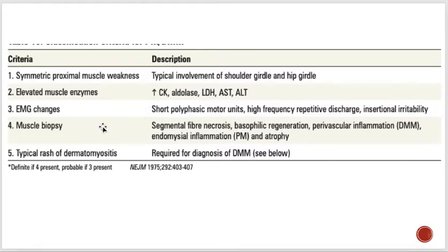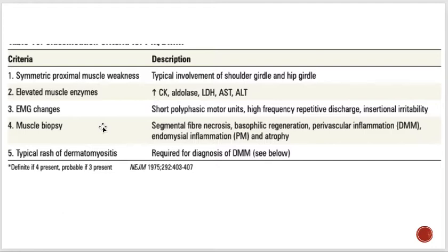Now about the clinical features, the patients present with proximal muscle weakness. This is the most important thing to remember. Proximal muscle weakness means the shoulder muscles and the hip muscles become weak. If you ask someone to get off a chair without using the force of his hands, it's hard for them, because it is difficult to rise from the chair without using hands if the muscles around your hip are not working fine.